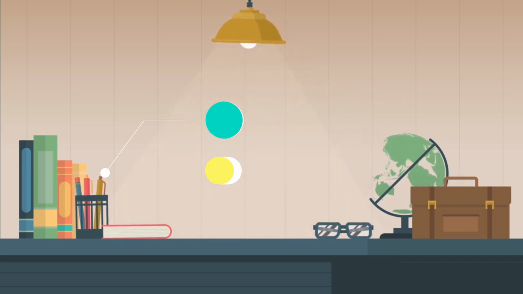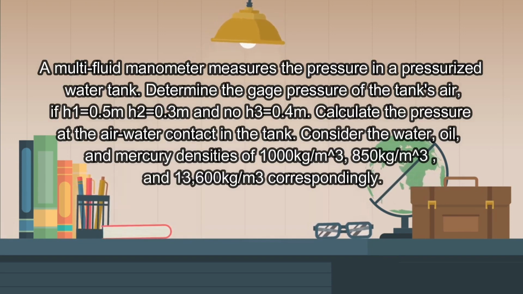So this is the sample problem. A multi-fluid manometer measures the pressure in a pressurized water tank. Determine the gauge pressure of the tank's air if H1 is equal to 0.5, H2 is equal to 0.3 meters, and H3 is 0.4 meters. Calculate the pressure at the air-water contact in the tank. Consider the water, oil, and mercury densities of 1000 kg per cubic meter, 850 kg per cubic meter, and 13,600 kg per cubic meter correspondingly.